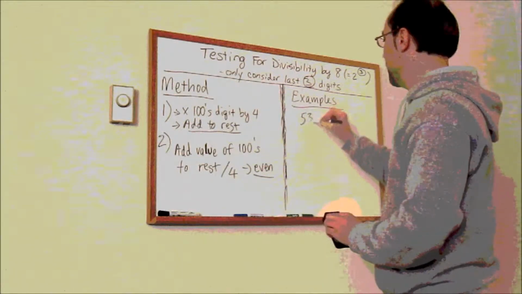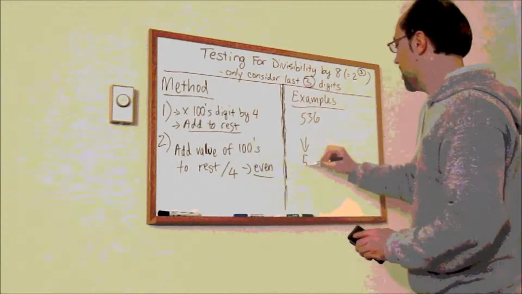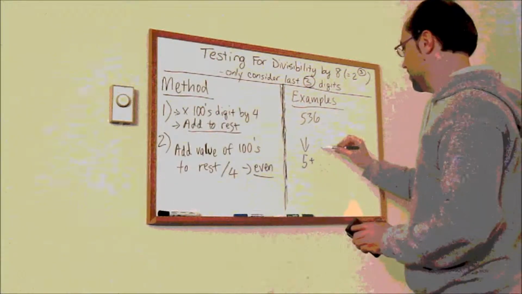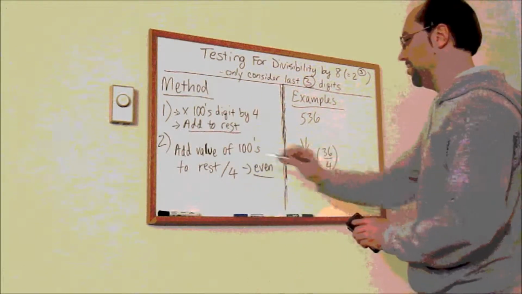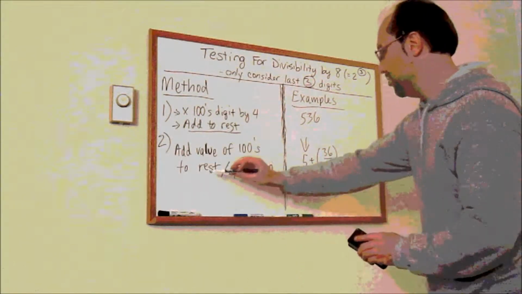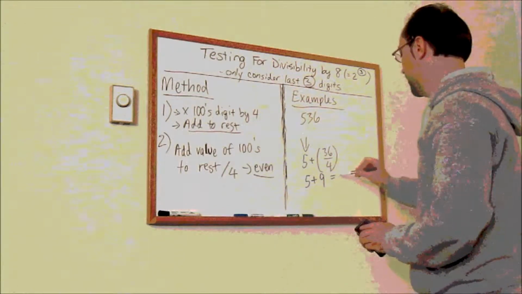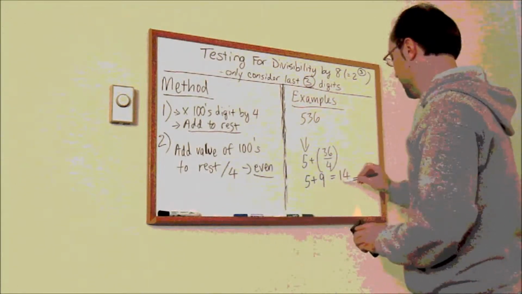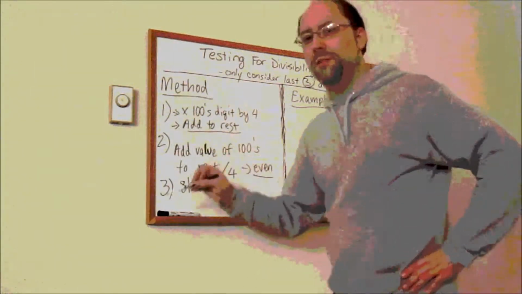536 was our other example. So again, 5 plus 36 over 4. Remember, it's the sum of these two: add the value of the hundreds digit to the rest divided by 4. So that's 5 plus 9, looking for an even sum, which it is, 14, so that also proves divisibility by 8.